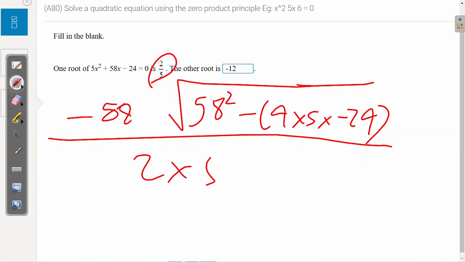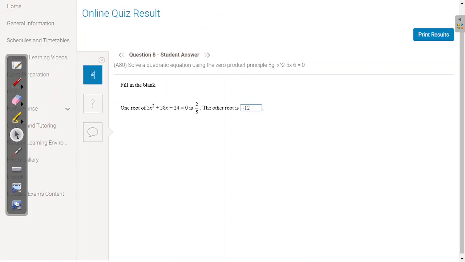So do the same thing but minus here. What do you get? You get 12. I mean negative 12. Okay, so that's the answer.